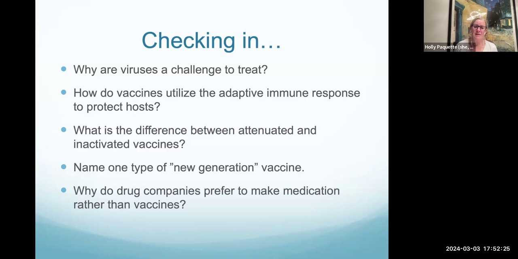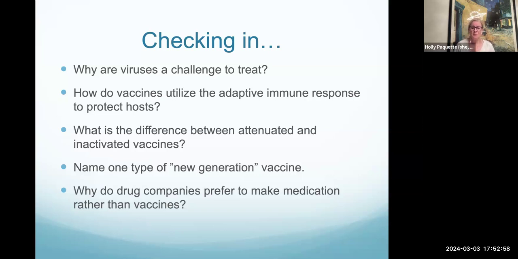Number 3, what is the difference between attenuated and inactivated vaccines? So attenuated means they're able to replicate, and we think of them as not harmful in a healthy host. Inactivated means even in the host body, they can't replicate, and so they're safe to use with those who are immunocompromised. Name one type of new generation vaccine. We can think of subunit or those nucleic acid vaccines, the RNA or DNA vaccines.